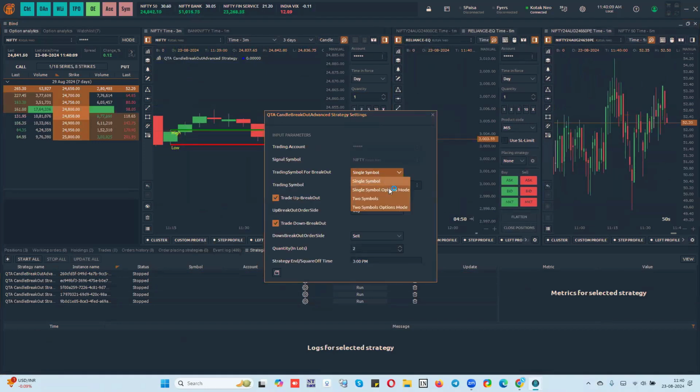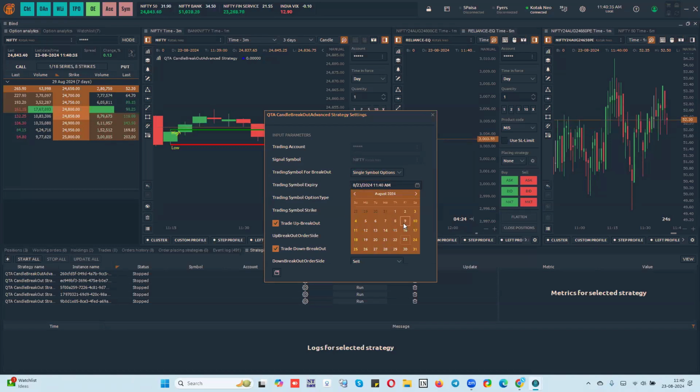There's an option: single symbol with the option mode. So you can use this option. You can trade on the call option, and buy and sell if you want to do it. If you are a buyer or seller, on both sides, you can trade a particular symbol. So you can decide the strike. First you need to select the single symbol option mode.